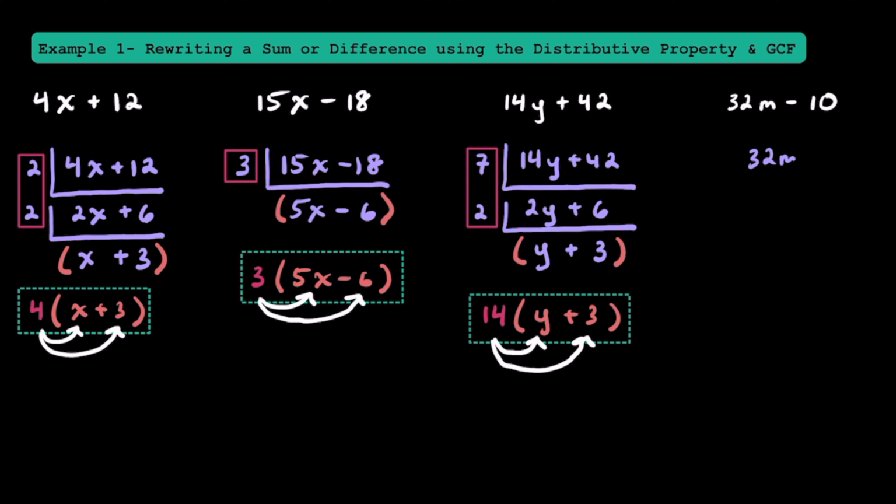We have 32m minus 10. Since they're both even numbers, we can start with a 2. Half of 32 is going to be 16, so we have 16m, and half of 10 is going to be 5, so we have minus 5.